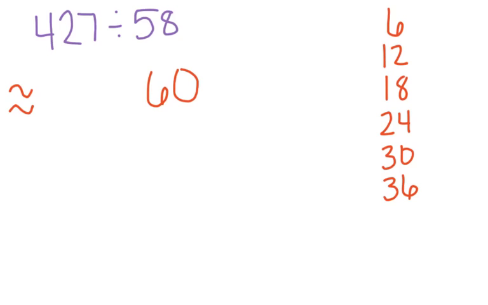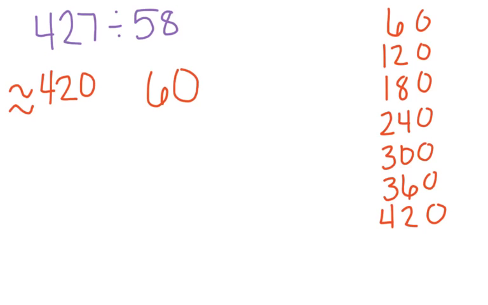While adding zeros to them, and I'm going to see just how close to 427 I can get. And pretty quickly I see 420 is really close to 427. So I'm going to go ahead and fill that in to be 420.